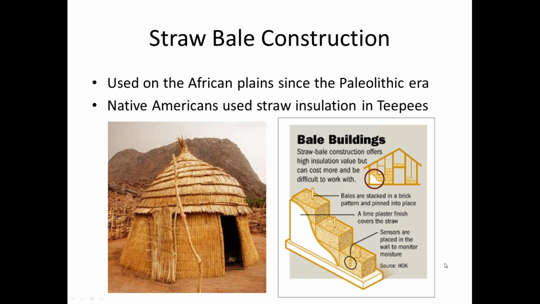One other thing that I'll point out here in this design is that they show that they have sensors placed in the wall to monitor moisture. That's one of the keys for straw bale building: you don't want the inside of your wall to have any exposure to moisture or get wet, because if that happens, it'll start rotting from the inside out, which is why they put these sensors in there, so they can address the problem early on if any moisture does get in there before it's too late.